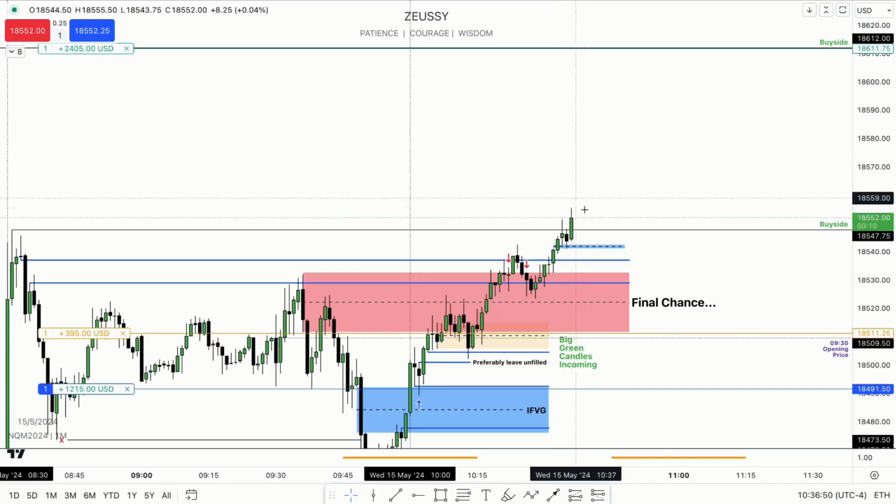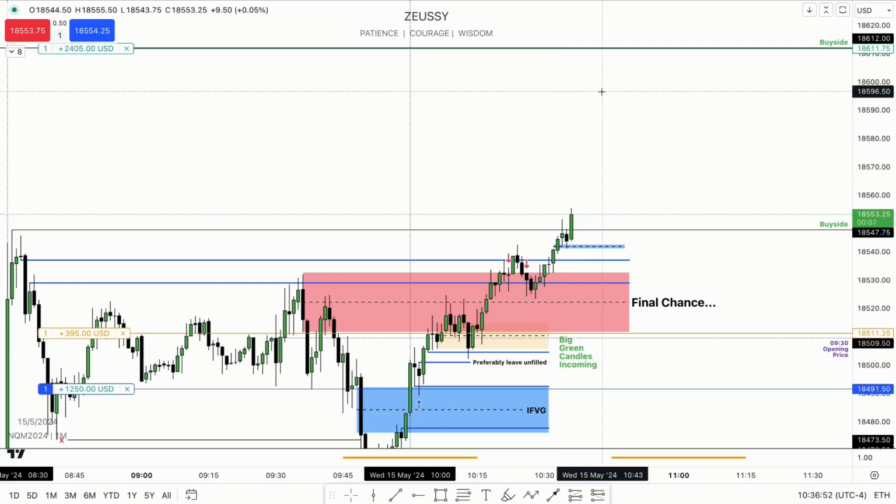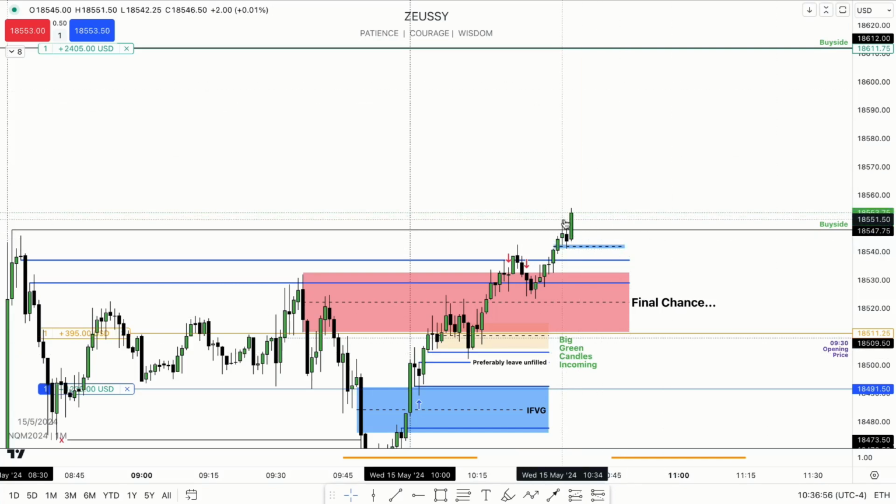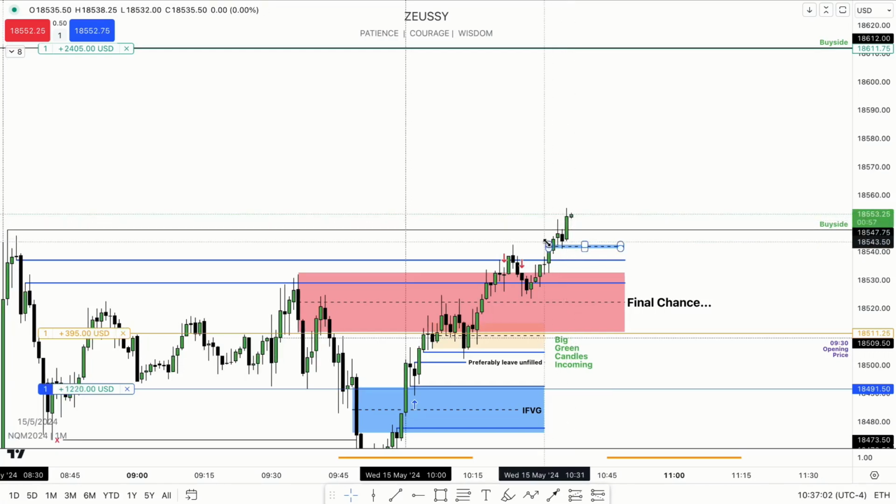I do not want to see a high creation right here if we would continue to the upside. Why? Because we've traded above 550. So therefore, if we are going to see speed and velocity to the upside, it would have to come rather soon now.